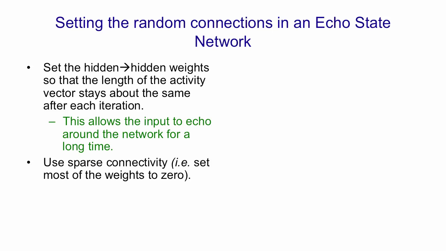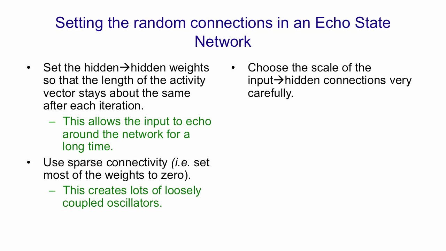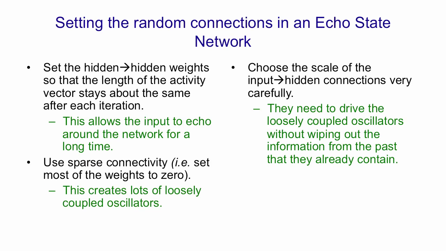It's also important to use sparse connectivity. So instead of having lots of medium-sized weights, we have a few quite large weights, and nearly all the weights are 0 in the hidden to hidden connections. What this does is it makes a lot of loosely coupled oscillators. So information can hang around in one part of the net without being propagated to other parts of the net too quickly. It's also important to choose the scale of the input to hidden connections very carefully. Those connections need to drive the states of the loosely coupled oscillators, but they mustn't wipe out information that those oscillators contain about the recent history.